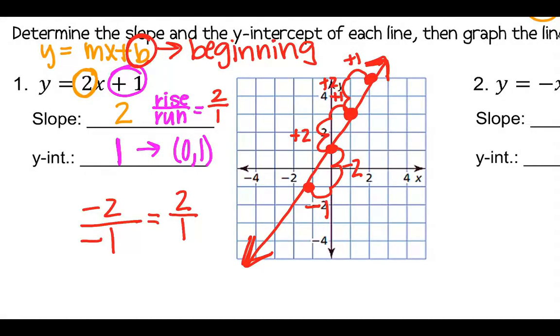And there's my line. So again, you start with b, the beginning, and then you're going to go to your slope and do rise over run. If they're both positive, you can go up and to the right. If they're both negative, you can go down and to the left. Those would be the same exact thing and make your line the same.